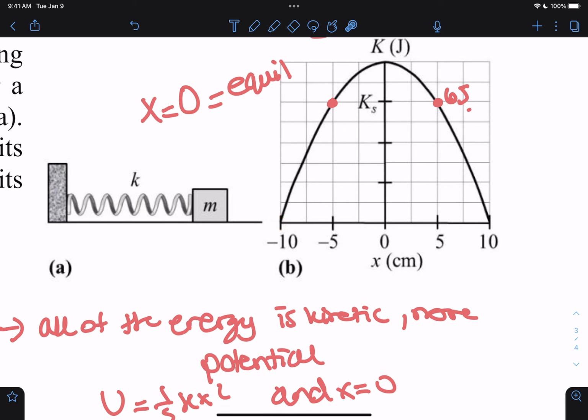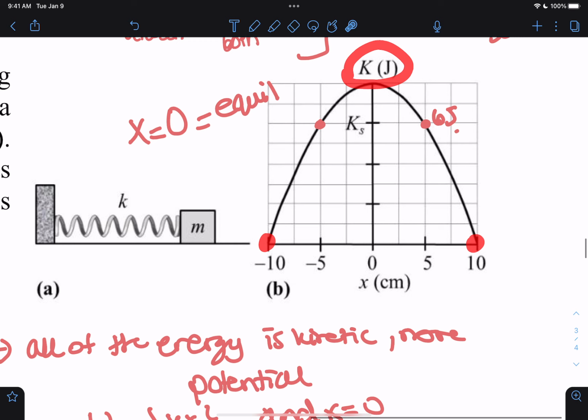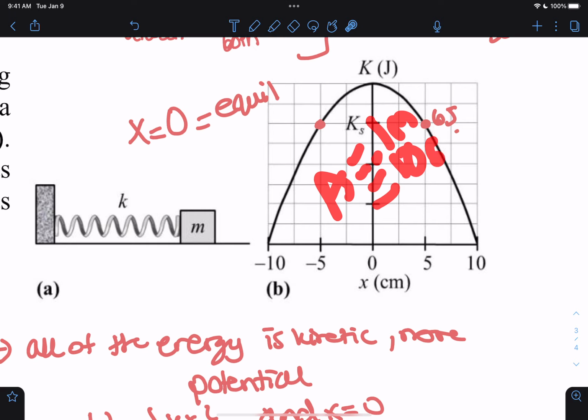But in order to get that amplitude, we have to analyze the graph here and realize that the amplitude is the point at which you have 100% potential energy, 0% kinetic. So we look at where the graph is 0 for kinetic energy, and that's at negative 10 and 10 centimeters, right? So that's why the amplitude is 0.1 meters or 10 centimeters.